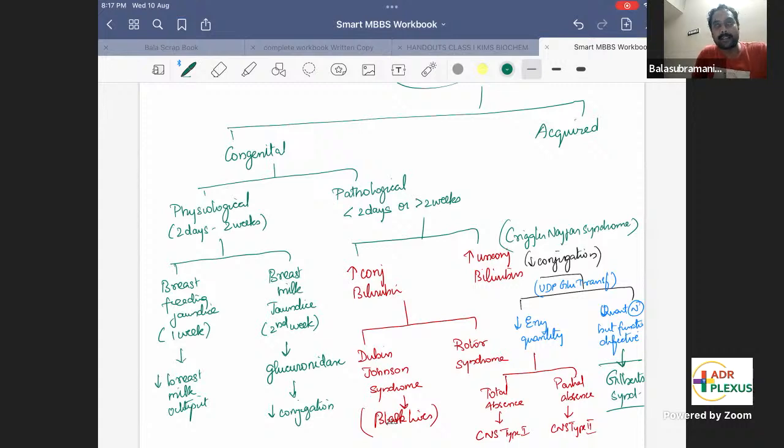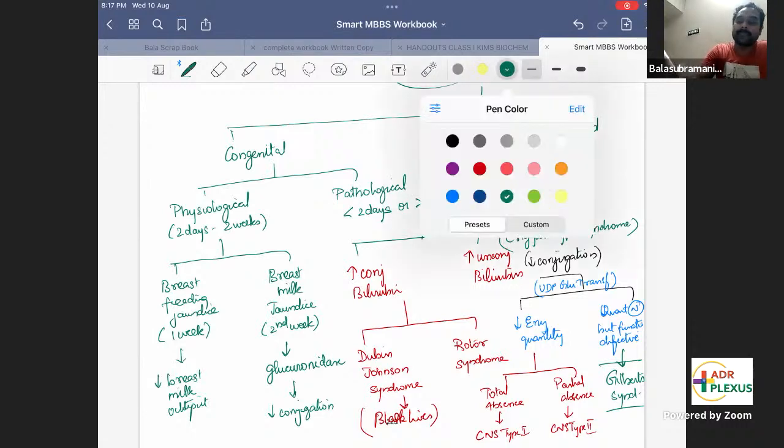When it comes to unconjugated, you must find out the levels of an enzyme called UDP glucuronide transferase. If the level is normal, then it is Gilbert syndrome, because the levels are normal but the functioning is not proper. But if the level itself is low, then you find out how low it is. If it's completely low, then type 1. Partially low, then it's type 2 Crigler-Najjar syndrome. So all this is about congenital jaundice.